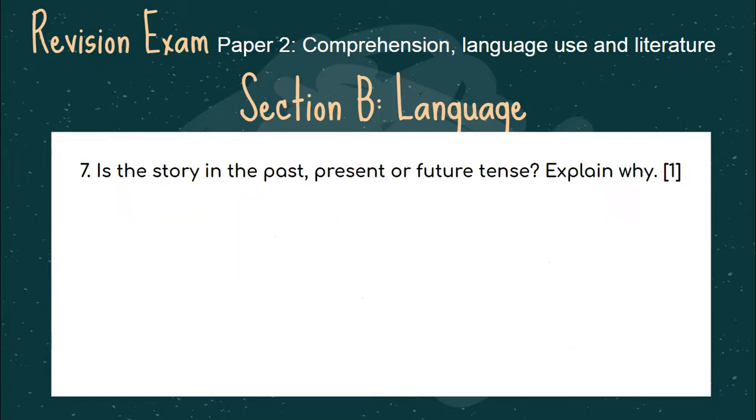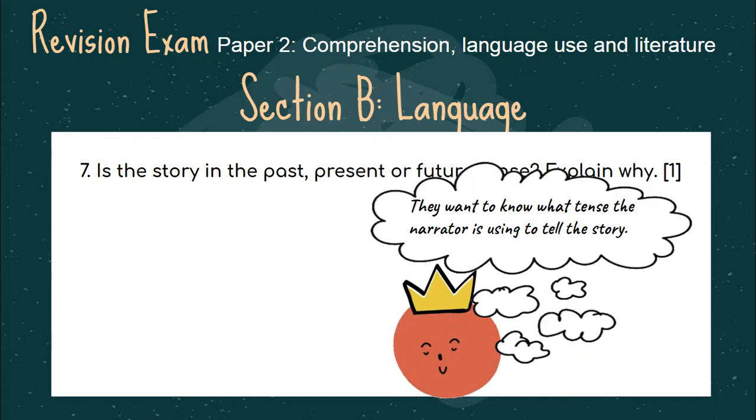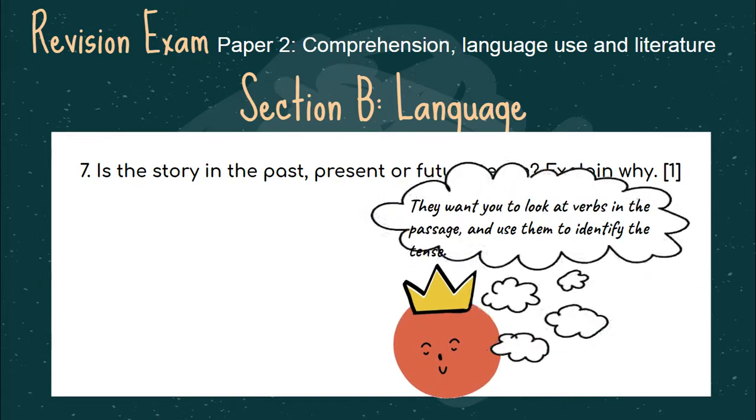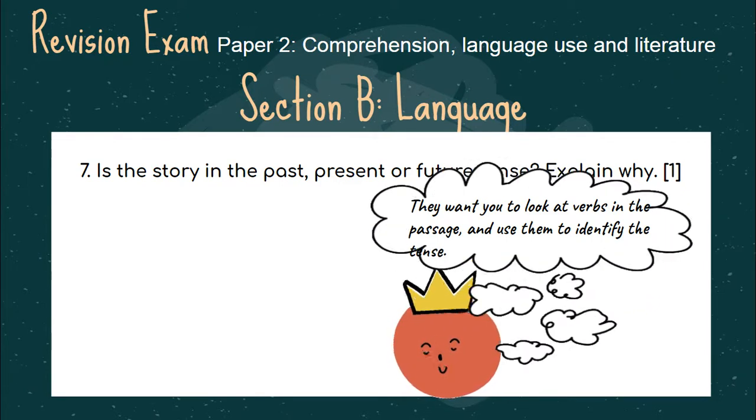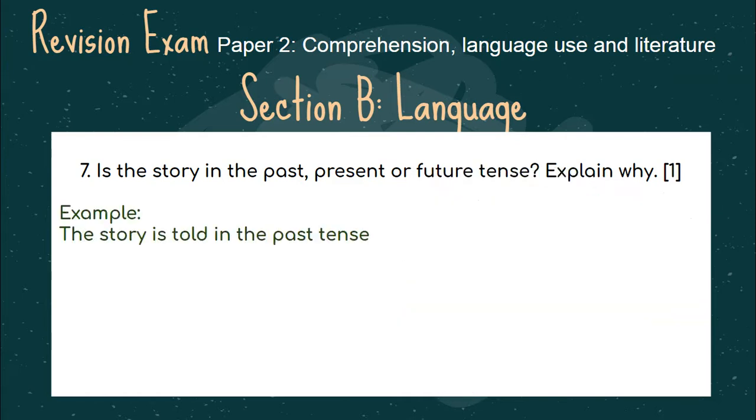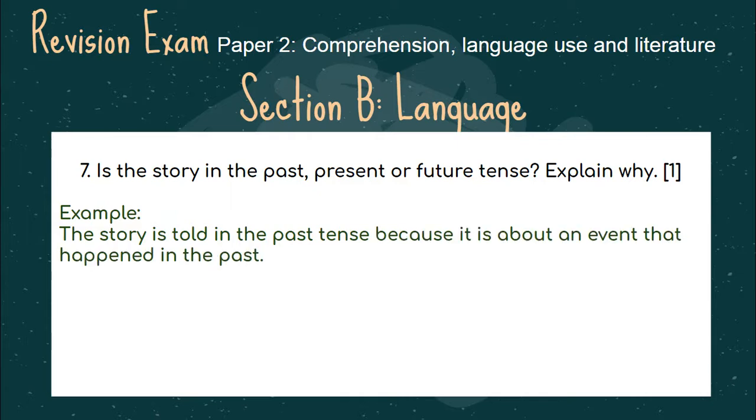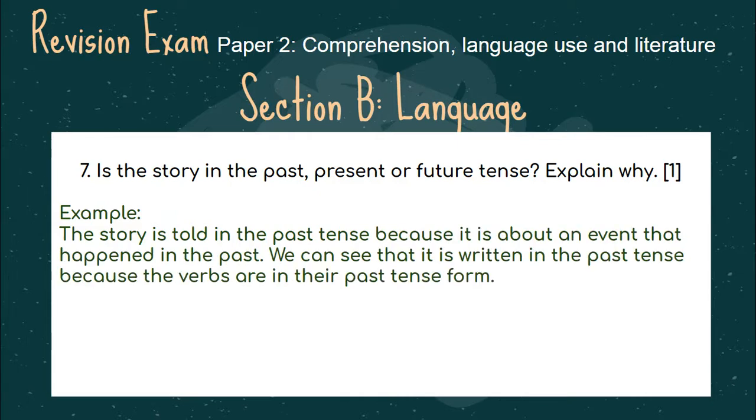All right, number 7. Is the story in the past, present, or future tense? And they want you to explain why. So they want to know what tense the narrator is using to tell the story. Just a clue, most stories are written in the past tense. If you want to check, you can look at the verbs in the passage and use them to identify the tense. In this case, it was very clear the whole story was written in the same tense. Be careful because sometimes authors do switch tenses, but when you are writing, it's always best to stick to one tense. This story is told in the past tense because it's about an event that happened in the past. We can see that it's written in the past tense because the verbs are in their past tense form.